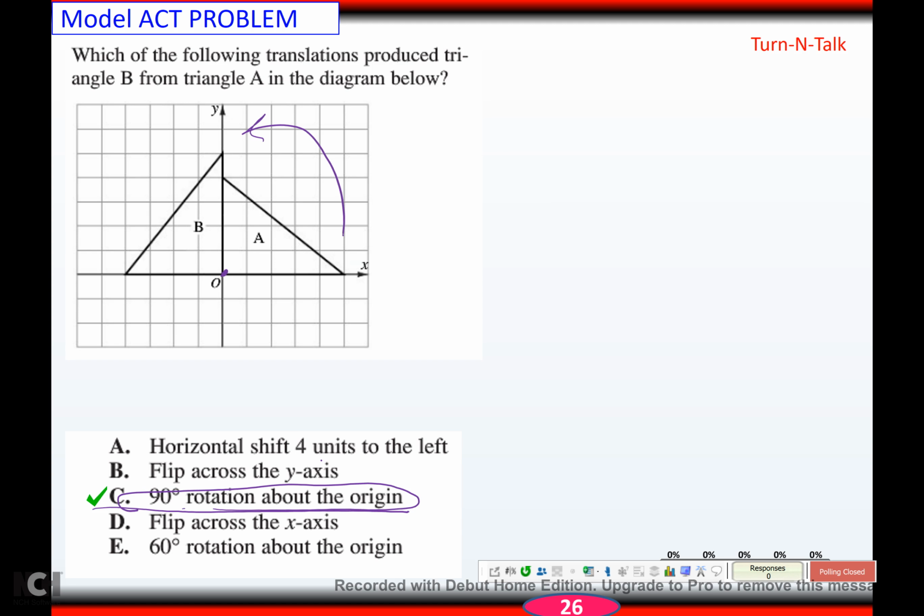It's not a horizontal shift 4 units to the left, because that would have just moved this triangle this way, and it would still look the same. It would just be 1, 2, 3, 4 units this way. So it's not A. Flip across the y-axis, well, that would just turn it sideways. So it's not a flip. It's not flipped over x, because that would turn it upside down. And it's not a 60-degree rotation, because I don't even know what that would look like. So it's got to be C.